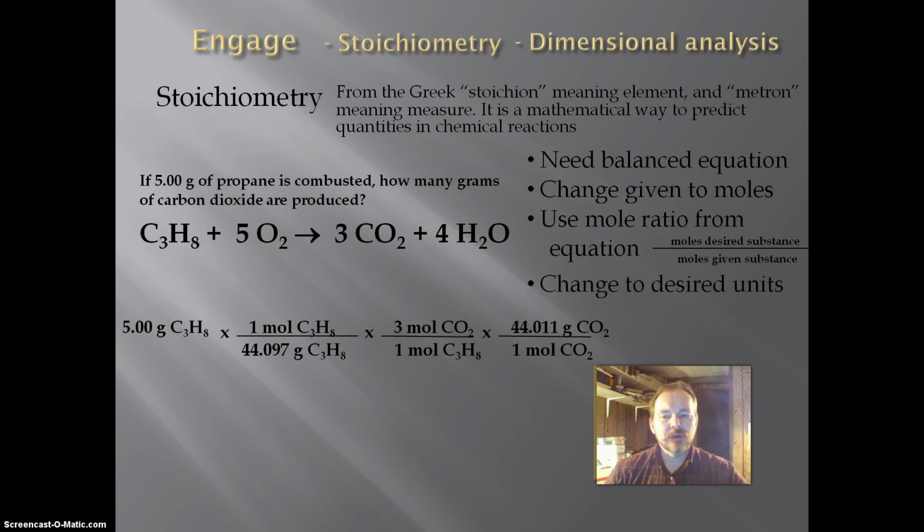If we look at the problem, we start with grams. The grams cancel in the first step, leaving us moles of propane. Moles of propane cancel in the third step, leaving us in moles of carbon dioxide. Moles of carbon dioxide cancel in the fourth step, leaving us in grams of carbon dioxide. If we do all the math, we should get the value of 14.970746 grams of carbon dioxide. Rounding that to appropriate sig figs from the problem, our answer should be 15.0 grams of carbon dioxide.